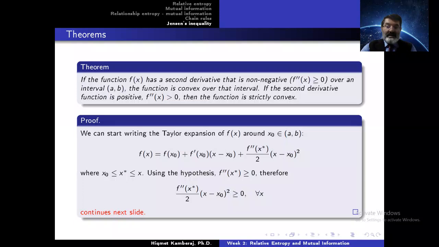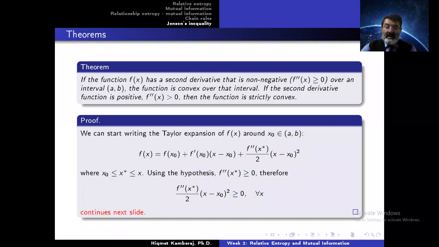x star is a point between x0 and x, including x0 and x. Now, using the hypothesis of the theorem, which says that the second derivative evaluated at x star is non-negative, so it is greater or equal to 0. Therefore, since the second derivative at x0 is greater than 0, so is (x minus x0) squared. If you divide a positive number by 2, then we obtain a non-negative number for every x.